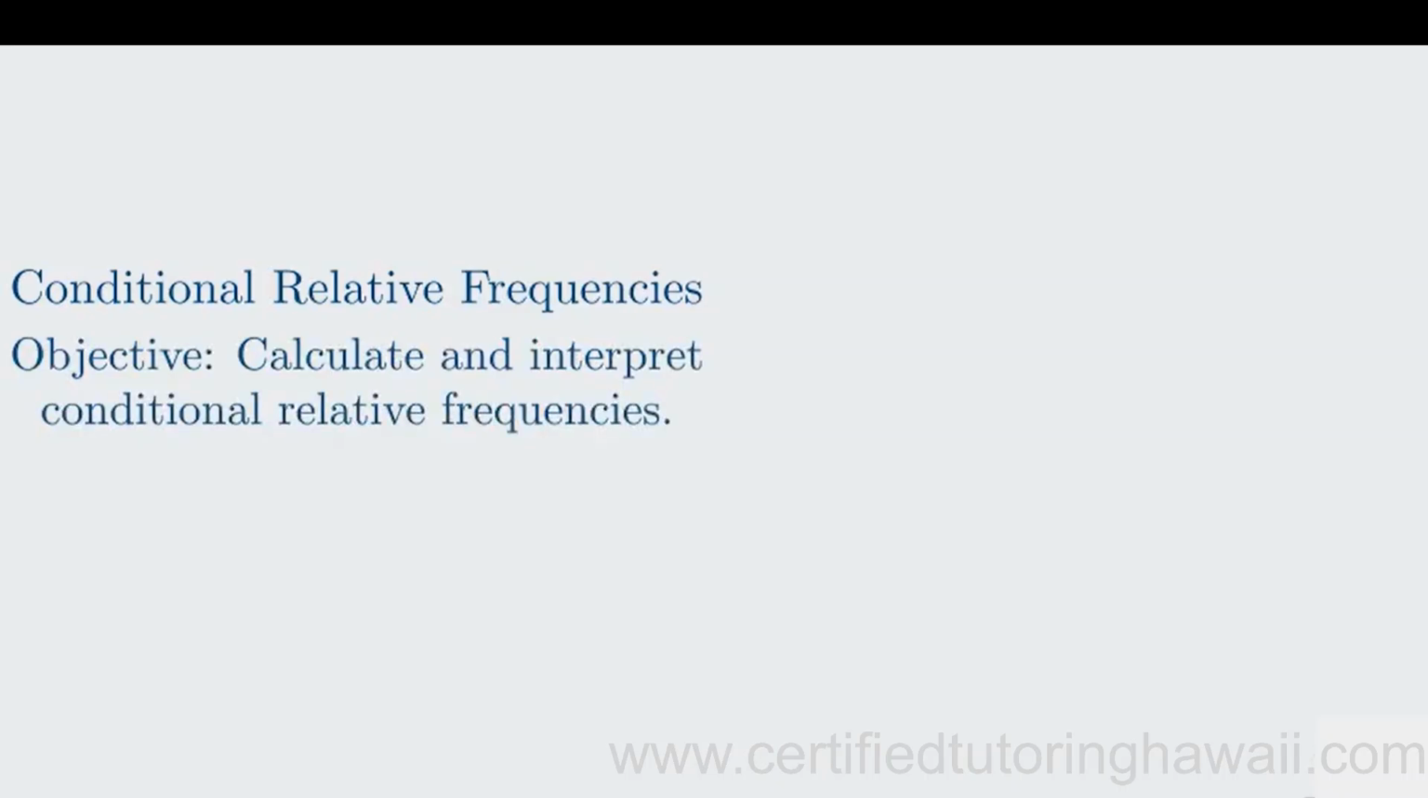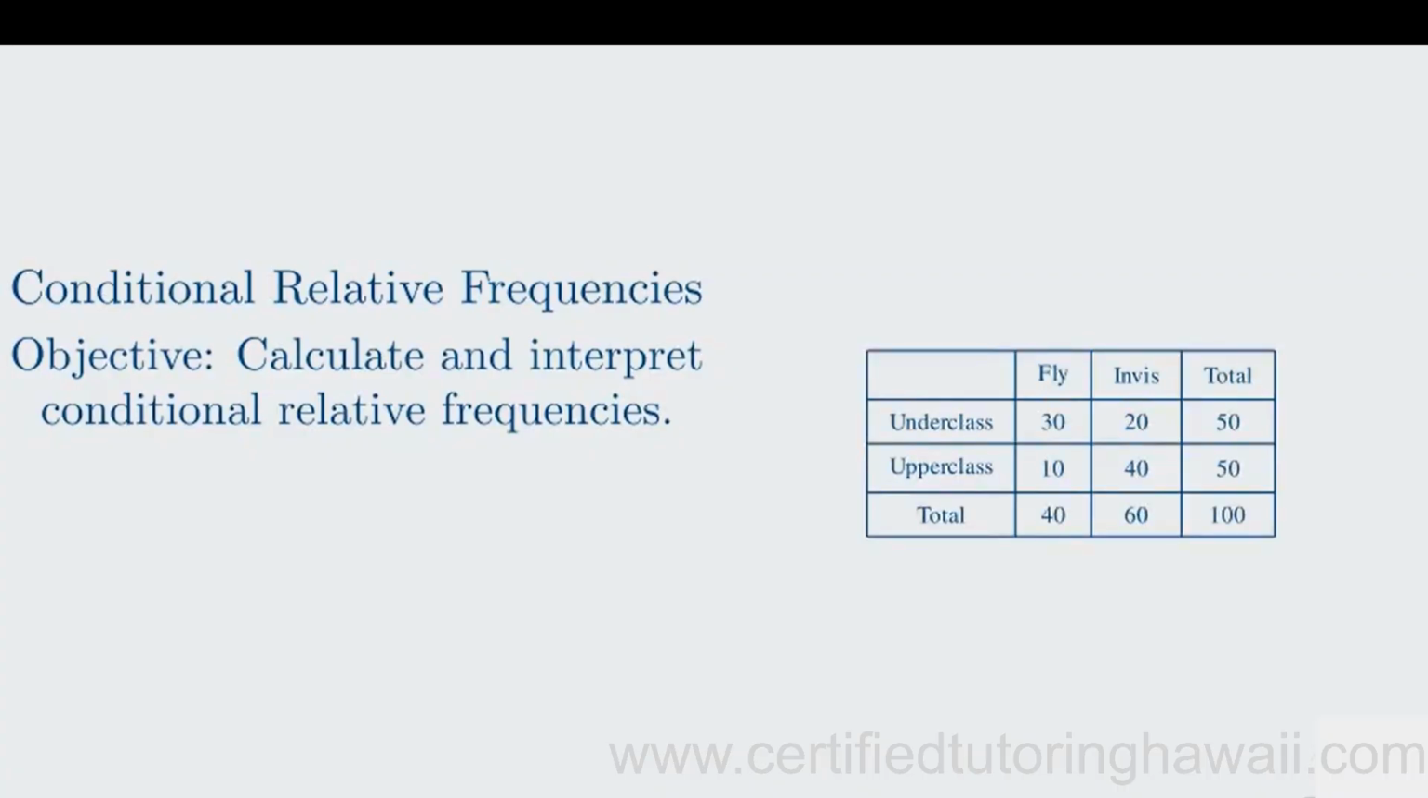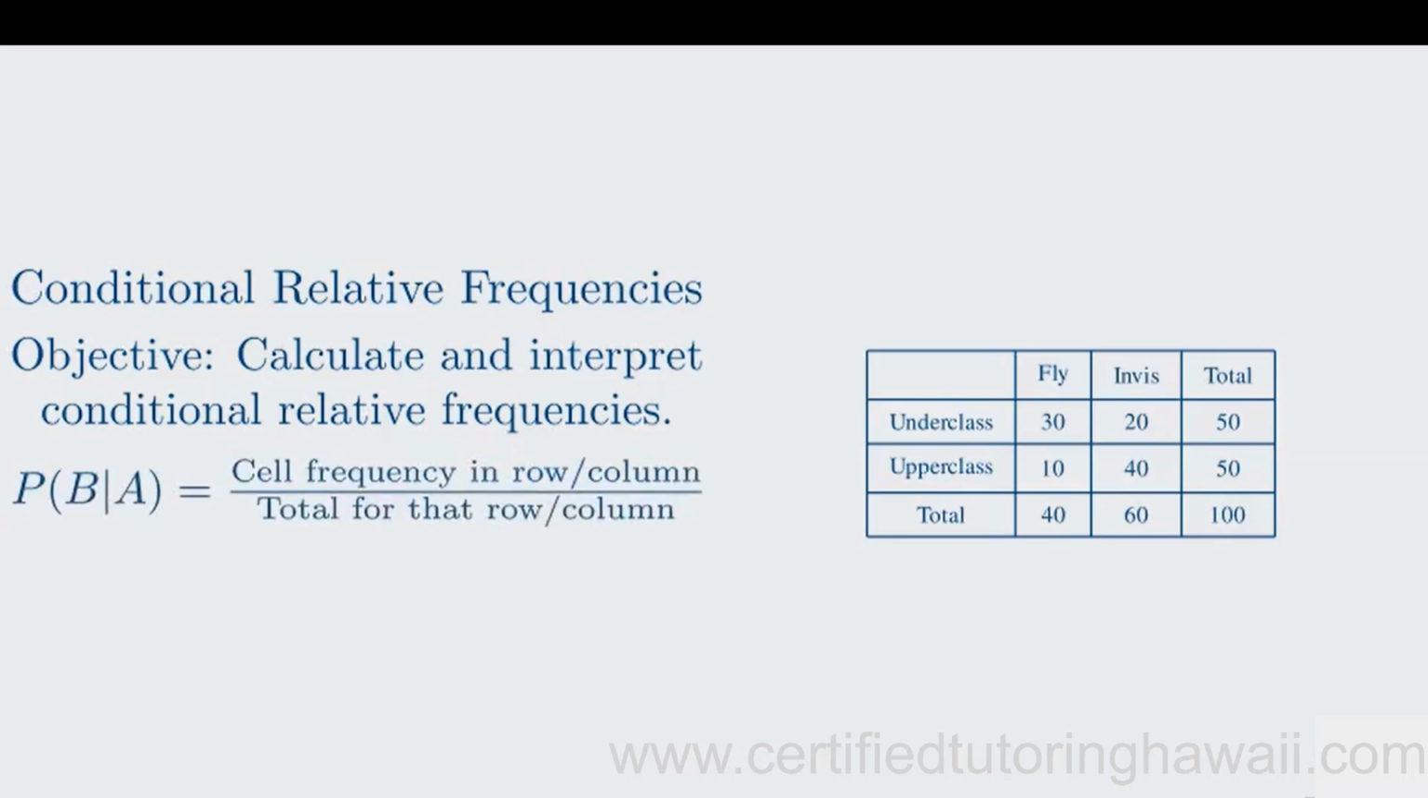While joint and marginal frequencies give us a big picture view, we often want to zoom in on a specific group. This is where we use conditional relative frequencies. Our objective is to calculate and interpret conditional relative frequencies. A conditional relative frequency restricts our focus to a single row or a single column. We are asking, given that someone is in category A, what is the probability they are also in category B?